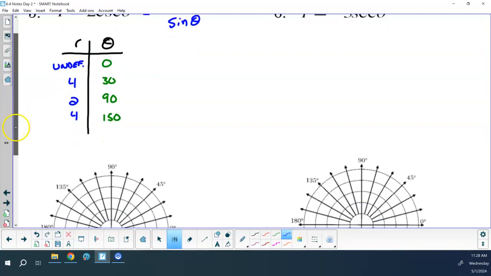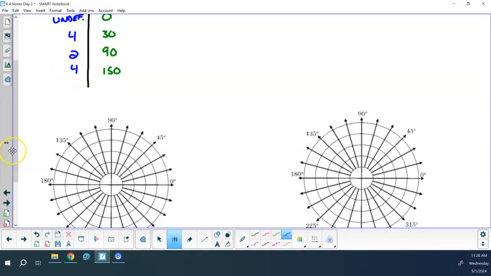Okay, let's try those three. So at 30 degrees, that's here, we're out to 4: 1, 2, 3, and 4. So we're there. At 90 degrees, we're out to 2. At 150 degrees, that's this one, 2, 3, and 4. We're out to there.